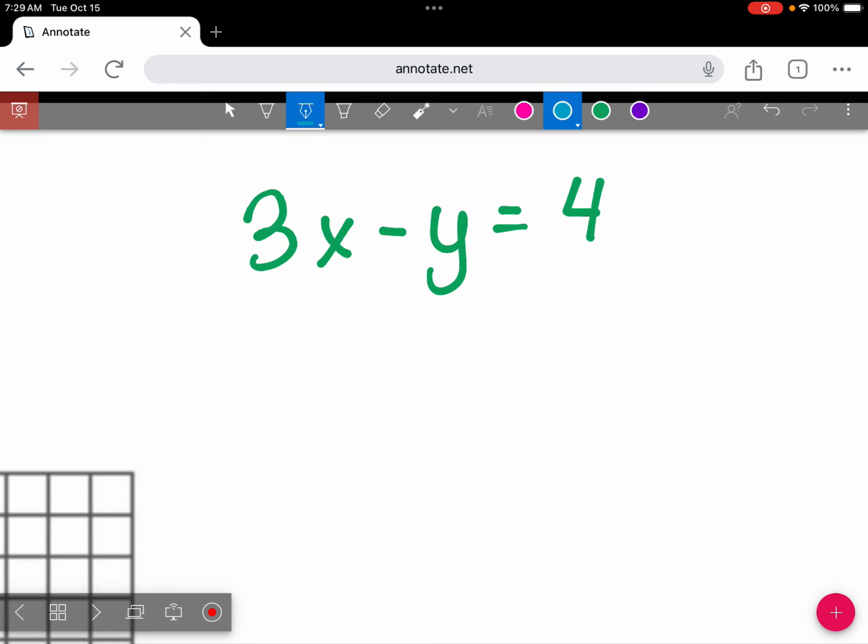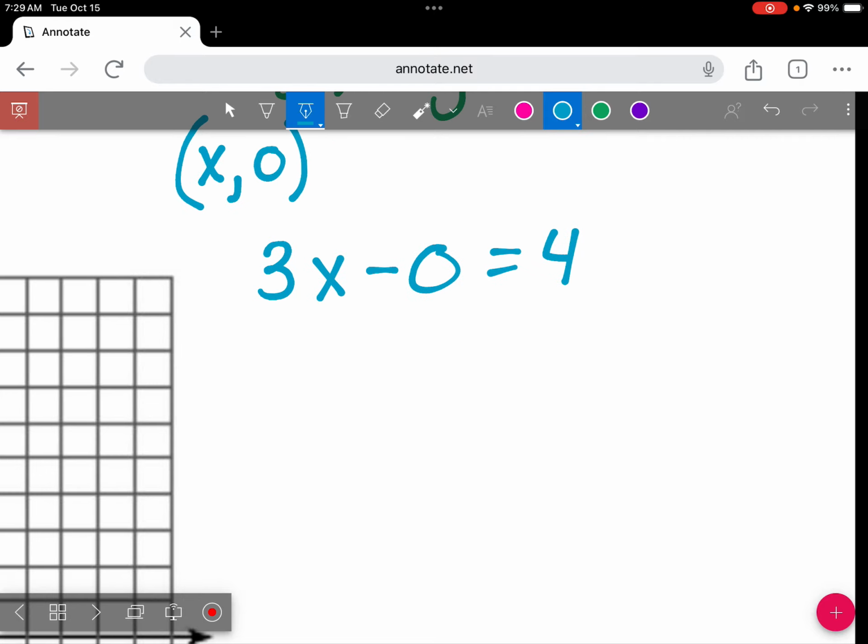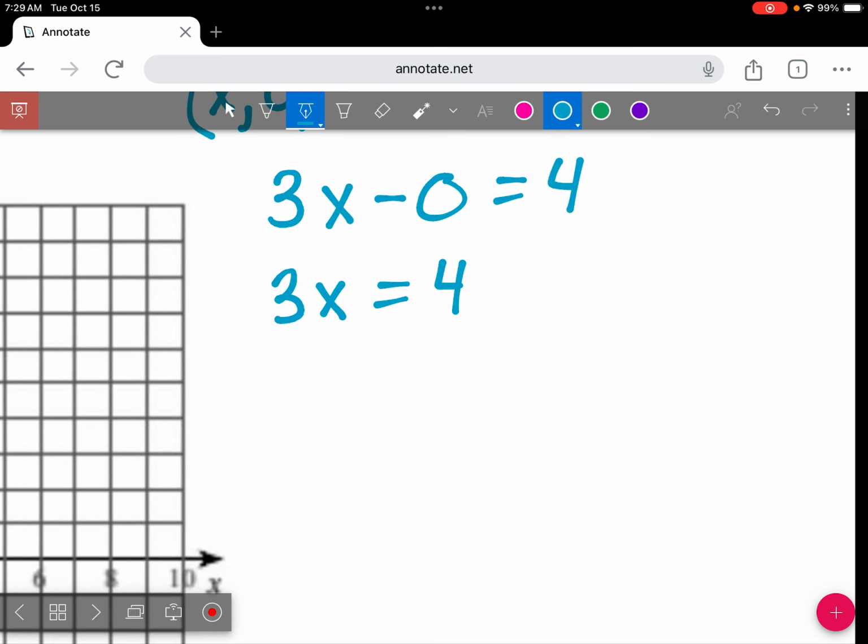So if we do my x-intercepts, that happens when y is 0. So we're going to have 3 times x minus 0 equals 4. So what is x going to equal? It's going to be 4/3, which is really hard to put on the graph. So x and y intercepts is a fine thing to check.